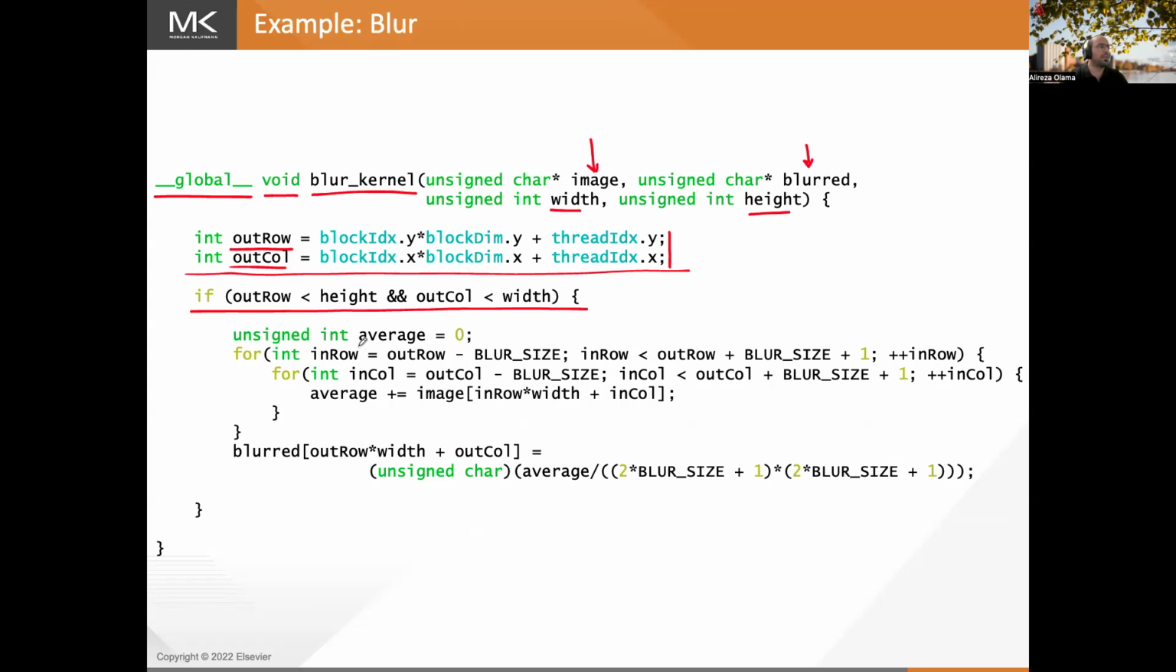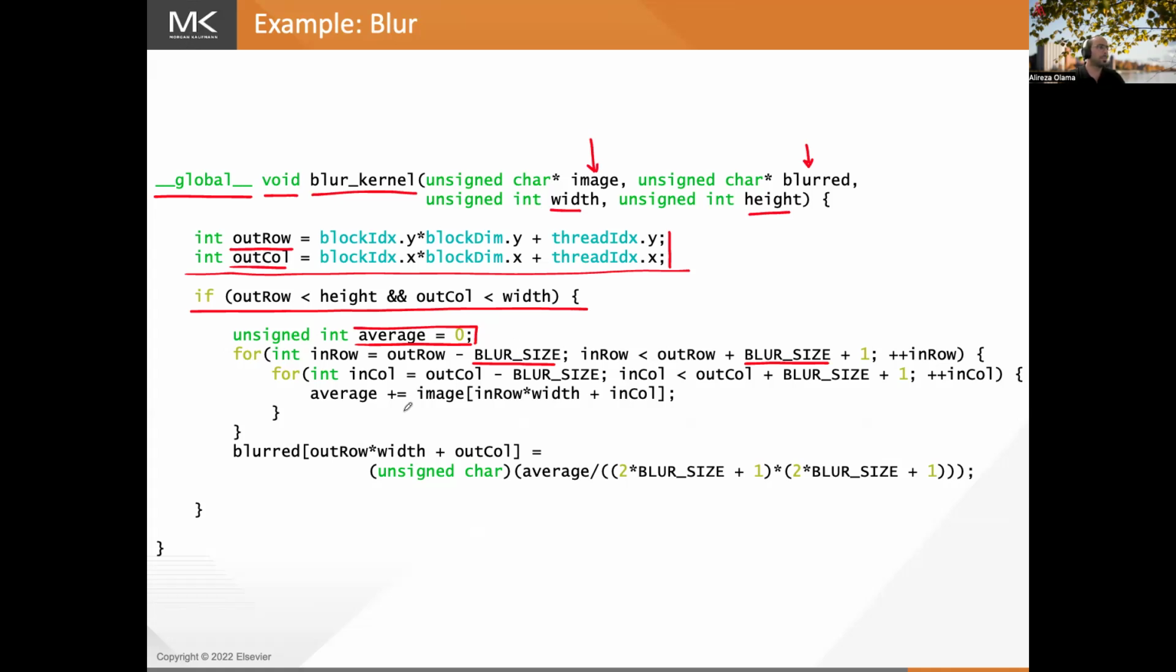Then we define a variable for computing the average, right? And then we write two for loops to look around the pixel that we want to compute the average. So in this case, we define a blur size variable, which can be a global variable. And this blur size tells us how many pixels we want to consider around our image. So basically, we are looking for a square with this blur size width.